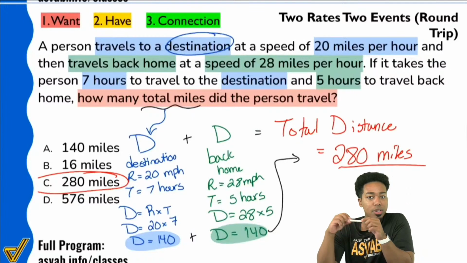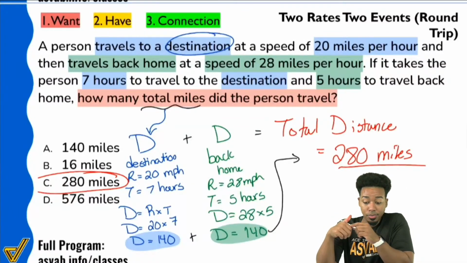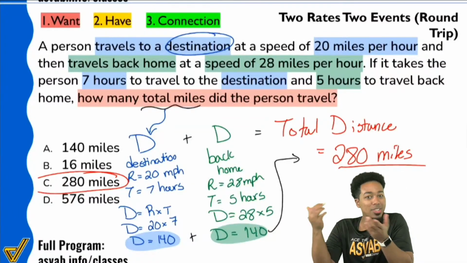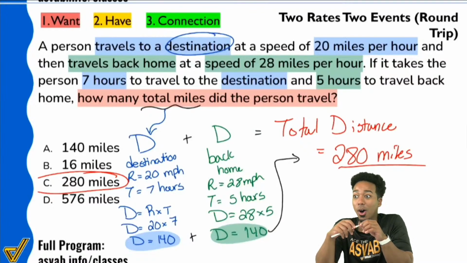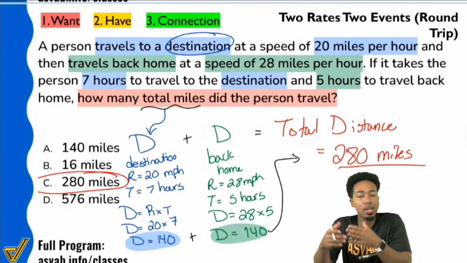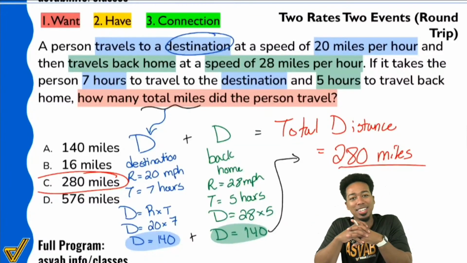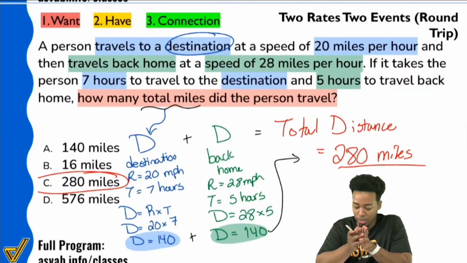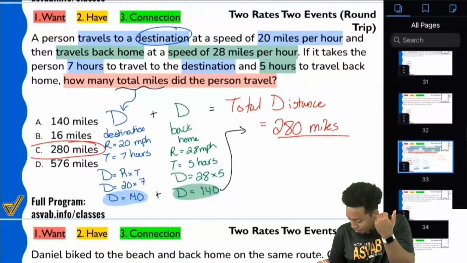Who here was able to get it right confidently? Right? This one was a little easier because you're just saying, oh, we're just going to add the distances up. But again, there are so many different scenarios that you could be asked to solve for. So many.